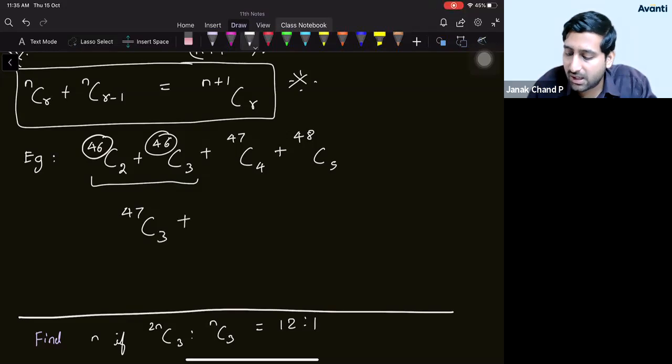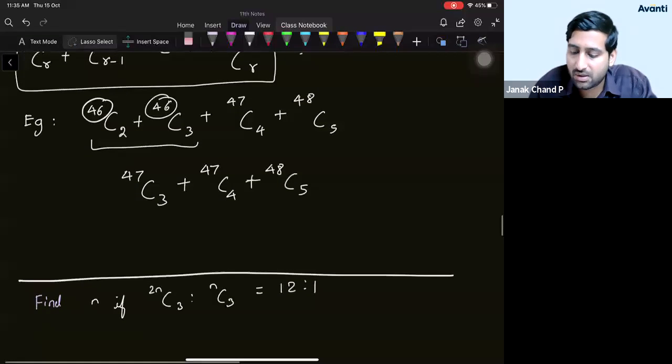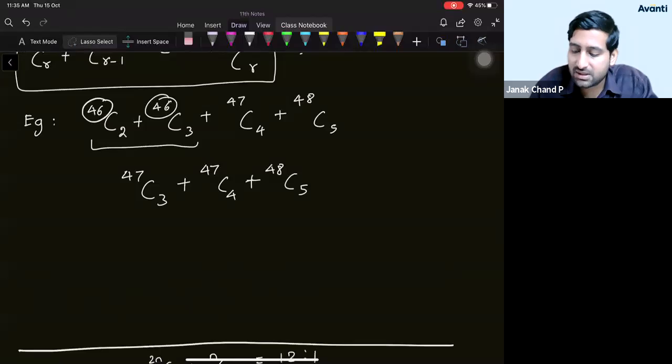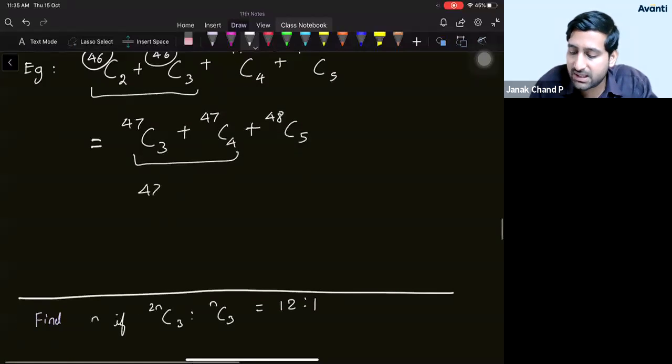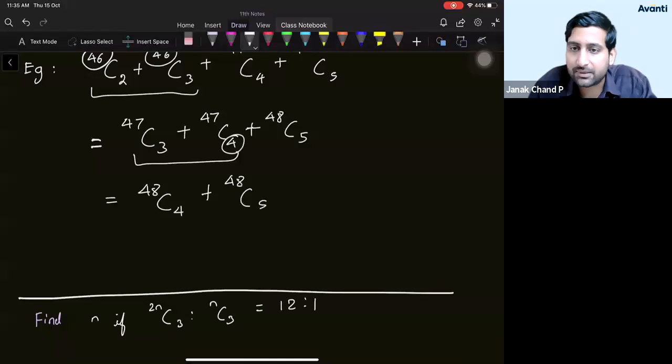Now there are the other two terms, that is 47C4 plus 48C3, and C5. Yes, that is correct. Some of the students have already given the answer. Now once again, students, we can add these two because the upper values are matching with each other and the lower has a difference of 1. So we can add these two to give the upper value increased by 1 and the lower value taking the bigger one, plus 48C5.